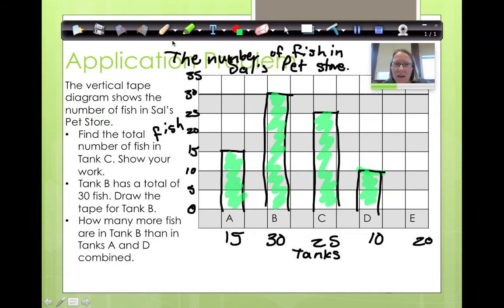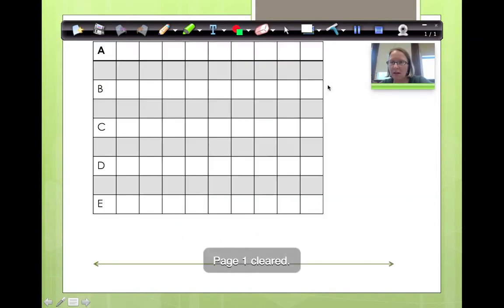E is 20. Draw it on the 20 line. Draw your lines down. Shade it in. Now you have drawn a tape diagram or a bar graph of the number of fish in Sal's pet store. Okay. Now, we're going to take the same information and we're going to put it on this next template.